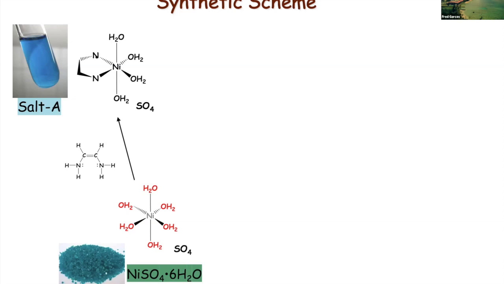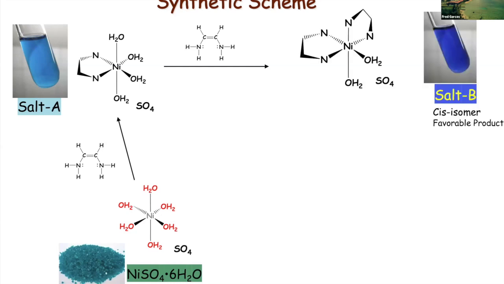Okay, so this is the first substitution. This would be salt A. And then in the second synthesis, you have a higher amount of ethylene diamine in the reaction mixture. And you would get that, where 2 ethylene diamines now substitute for 4 waters. Notice that the nickel is a +2. The ethylene diamines are neutral. So the nickel is still +2.